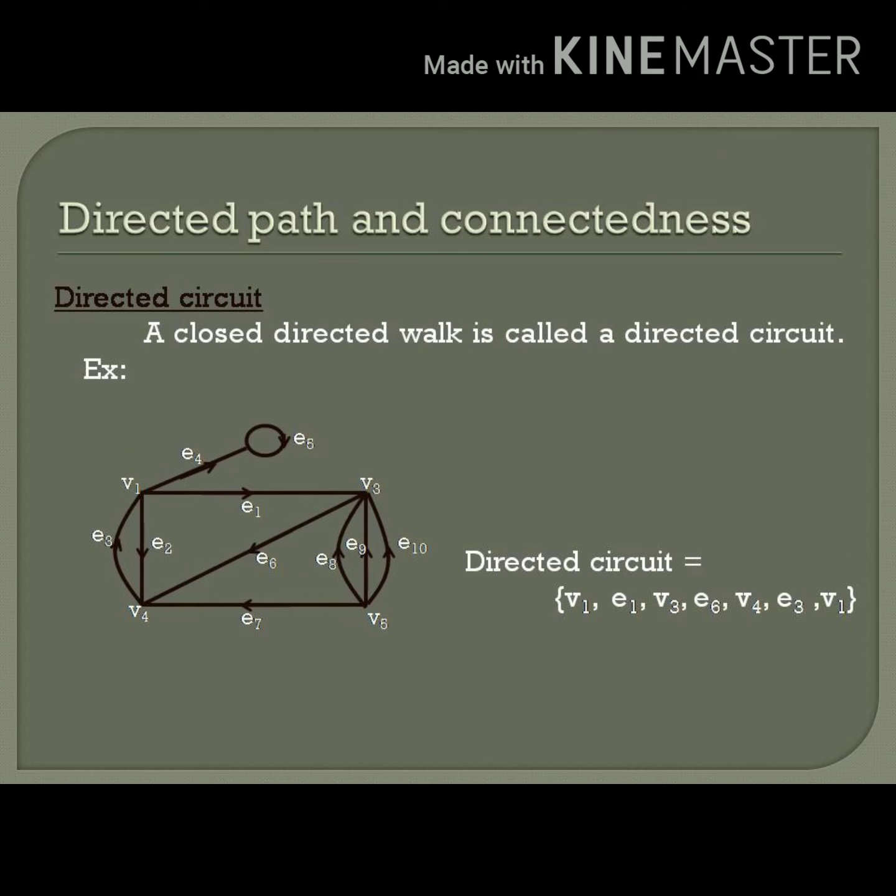Next one is directed circuit. A closed directed walk is called a directed circuit. A walk which is closed is called a directed circuit. See the graph here. Here the directed circuit starts with V1: V1 to V3 through E1, that is V1, E1, V3, then V3, E6, V4, and V4, E3, V1. So this circuit V1, E1, V3, E6, V4, E3, V1 is a directed circuit.